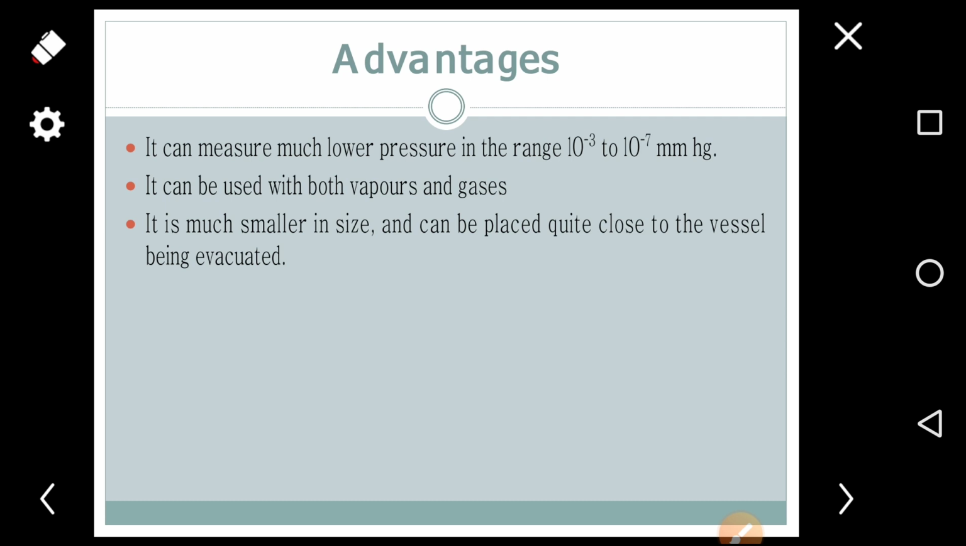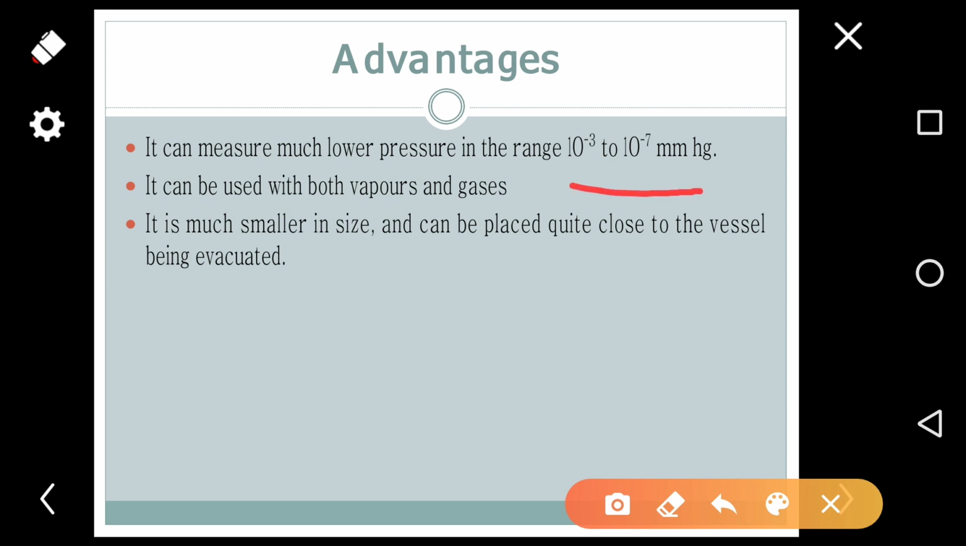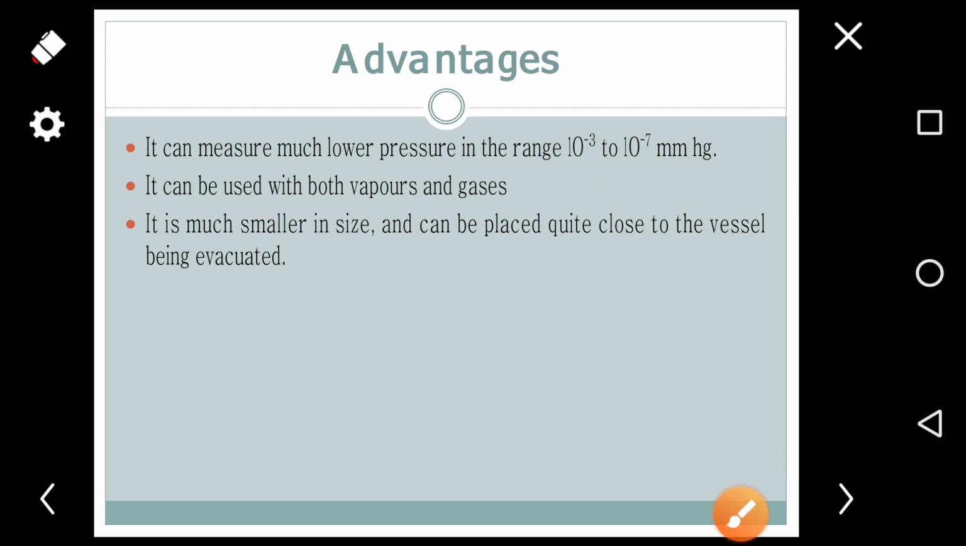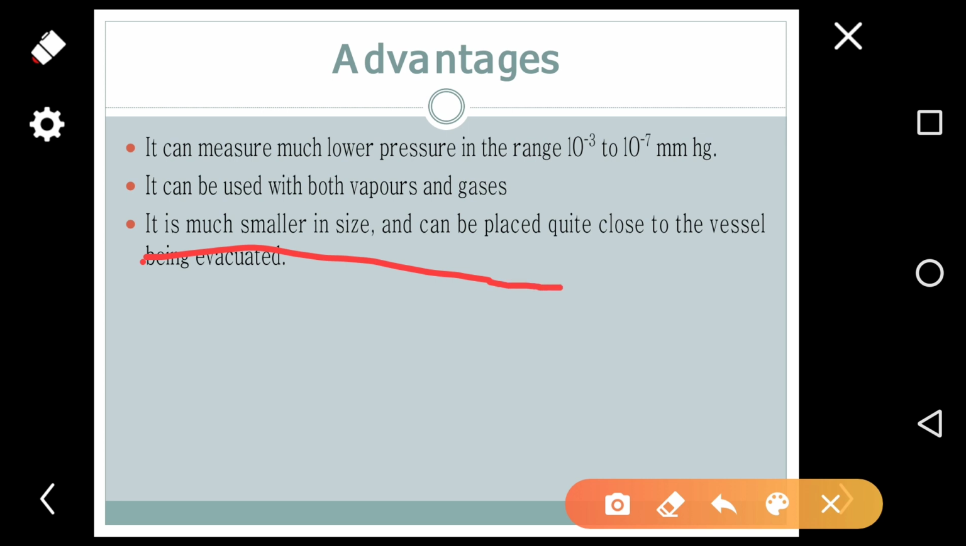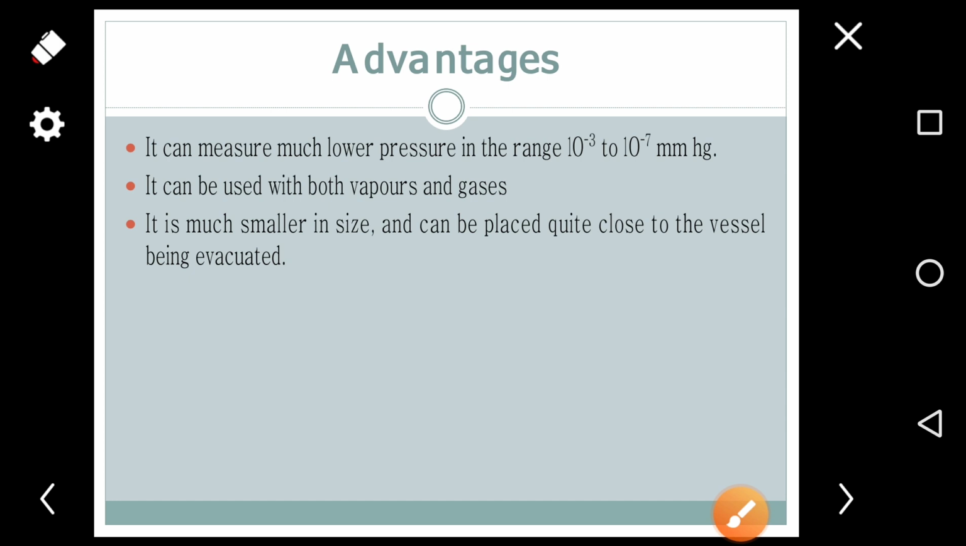And what are the advantages of this ionization gauge? We can measure pressure in the range of 10 to the power of -3 to 10 to the power of -7 mm of mercury. It is used for both vapors and gases. It is much smaller in size and can be placed quite close to the vessel being evacuated. These are the advantages of the ionization gauge.